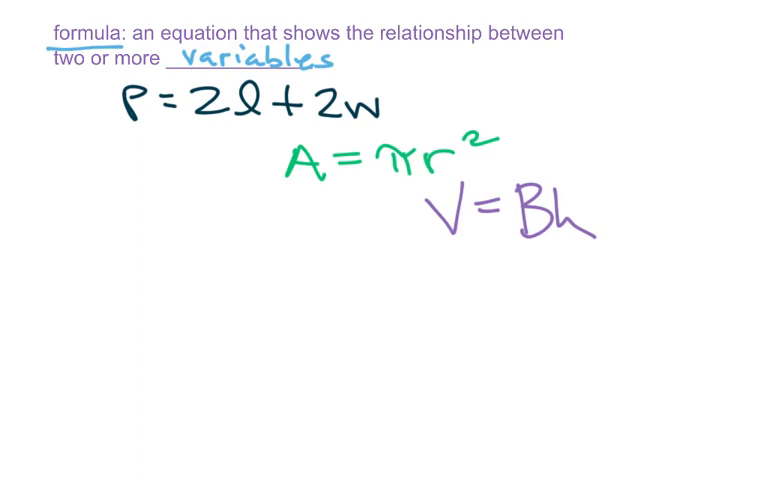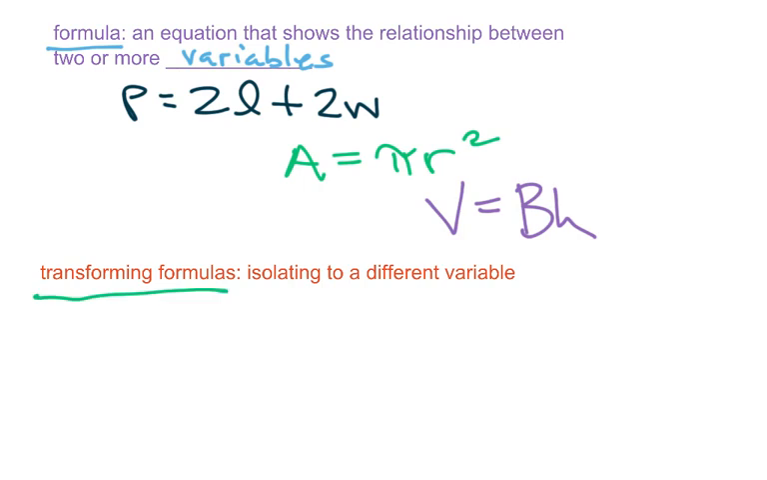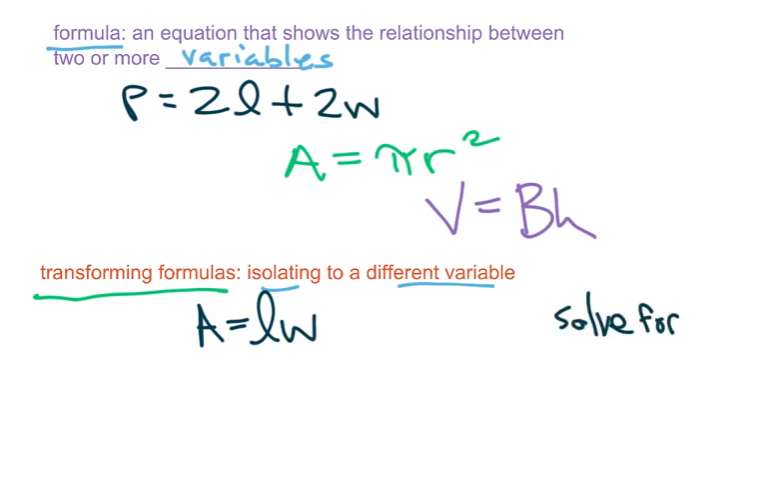So what we want to do with this, though, is we want to do something called transforming formulas. And that's where we basically isolate it to a different variable. If we look at our black equation, we say it's isolated to the P. We look at our green one, it's isolated to the A. We look at our purple one, it's isolated to the V. What if, though, we wanted to isolate to a different variable? So, for example, what if I had the formula for area of a rectangle, A equals LW, but they wanted me to solve for, let's say, W. Right now it's solved for A.